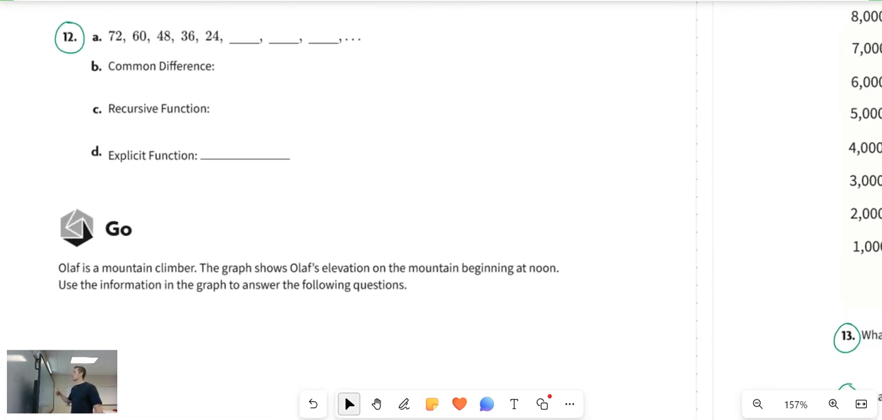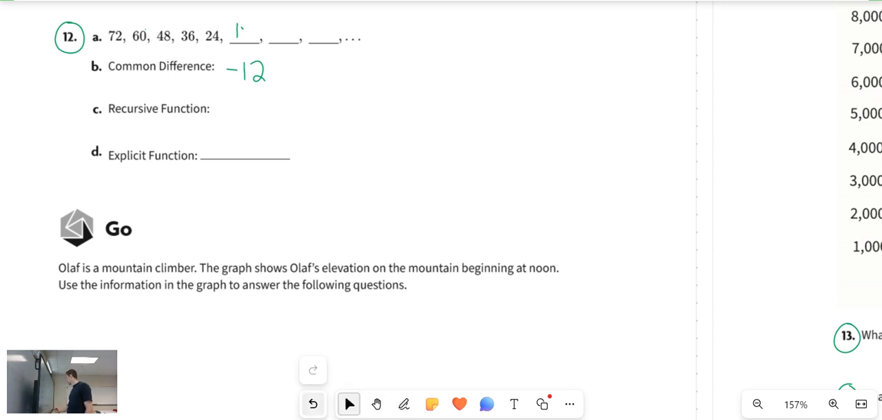All right, question 12. 72 is where we start. Then we go to 60, then 48, then 36, then 24. Now, if you don't recognize that these are all multiples of 12, that's okay. You can just see the common difference. From 72 down to 60 is -12, and then 60 to 48 is -12, and then -12, -12. So the common difference is going to be -12.